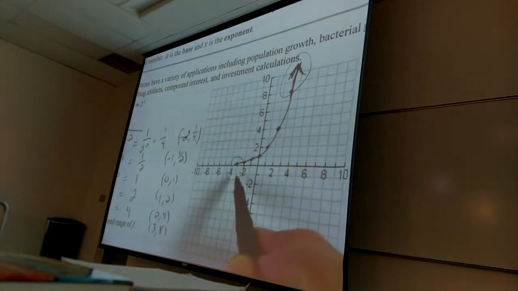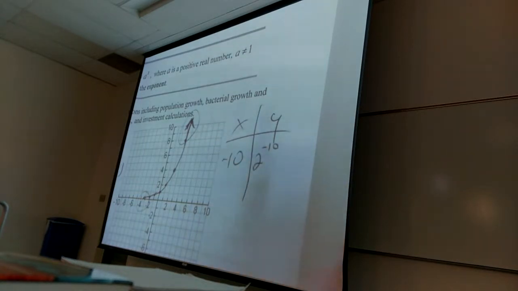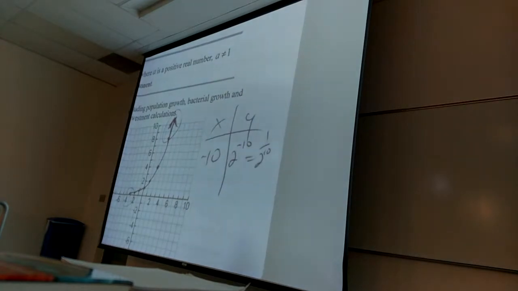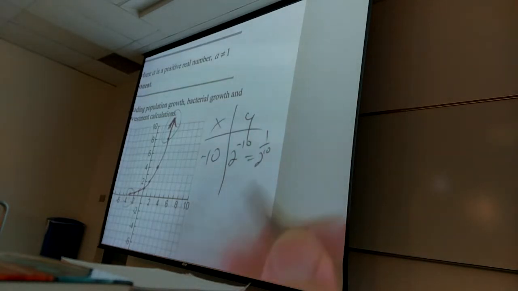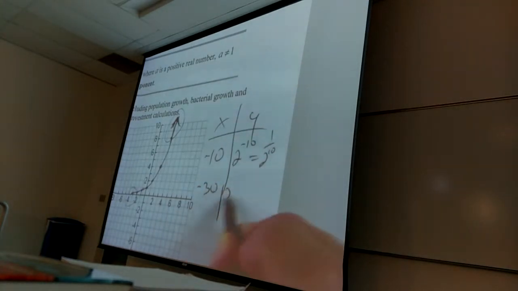But what's happening back here? Help me out. Let me extend our XY table. What about negative 10? What's 2 to the negative 10? That would be 1 over 2 to the 10th, which is 1 over a lot. What would that be, Jeff? Can you do it? No, I'm too tired. 1,024? Yeah. So it's like 0.001. What about, somebody help me out with the calculator, what about negative 30? 2 to the negative 30.